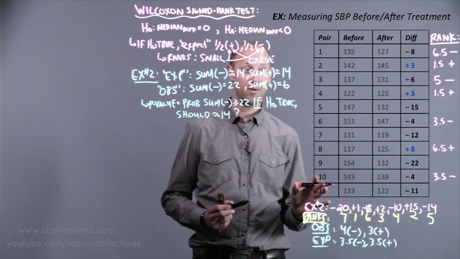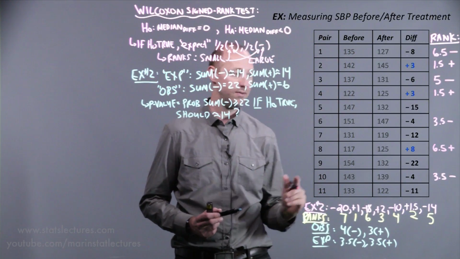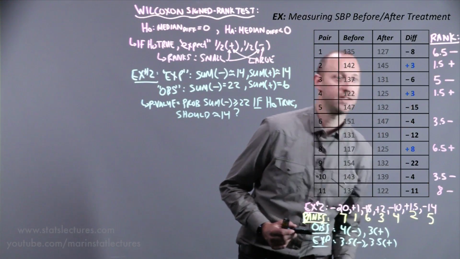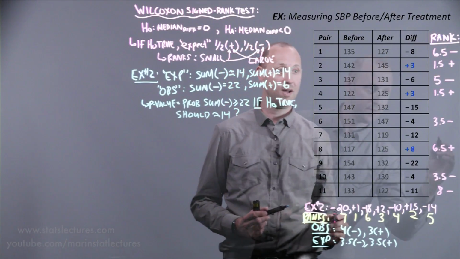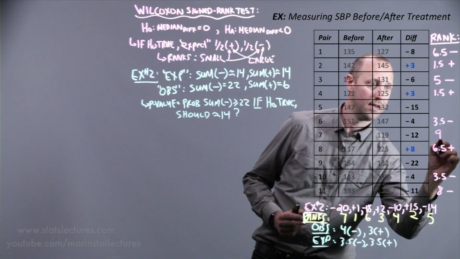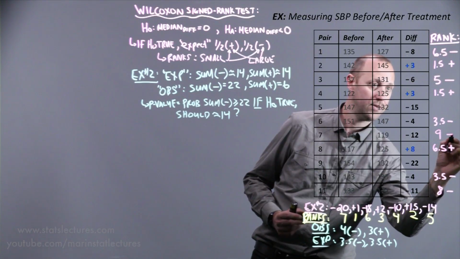Then we can see the next smallest one is the decrease of 11, and that's in the 8th rank. Again, it was a decrease. Then the decrease of 12 here, and that is in the 9th rank, and that was showing a decrease.